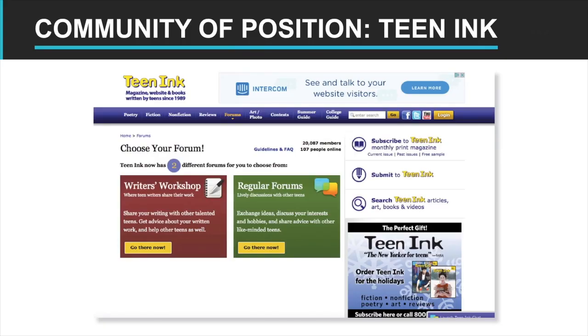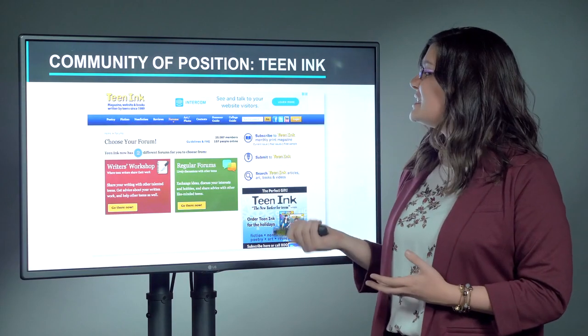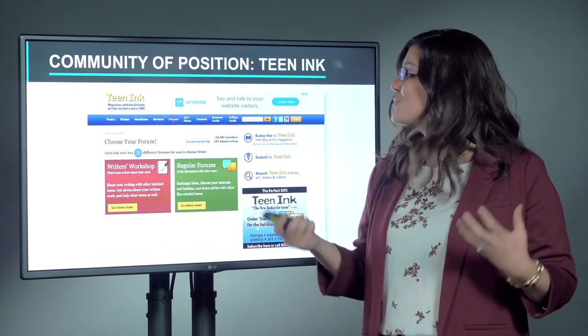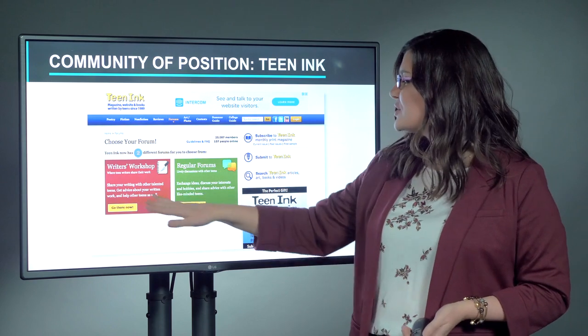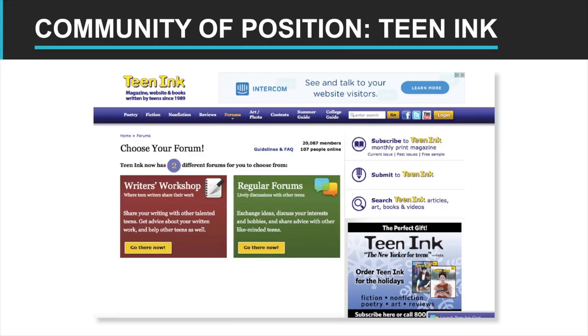Teen Inc. is an example of a community of position. Remember, this is all about sharing a stage of life. So Teen Inc. is for teenagers who are really interested in writing. They can take workshops, they can exchange ideas in forums. So it's a place for them to gather together, share their passions as they share this same stage in their life.